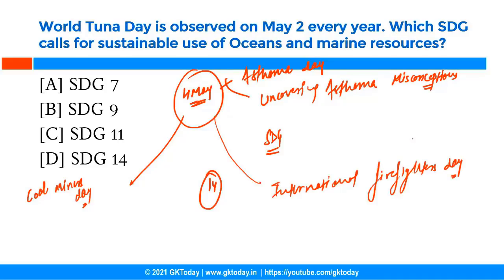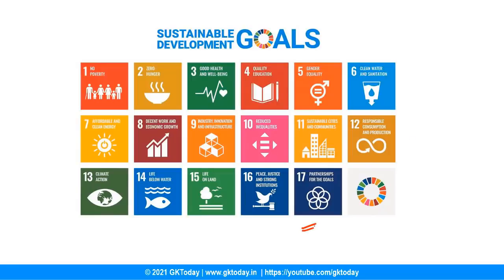Now coming back to Sustainable Development Goals. So there are total 17 Sustainable Development Goals. In this question we discussed SDG number 14, that is Life Below Water, or Sustainable Use of Marine Resources. Now please note that the target for Sustainable Development Goals is 2030. Total 17 Sustainable Development Goals are there and 169 targets are there.